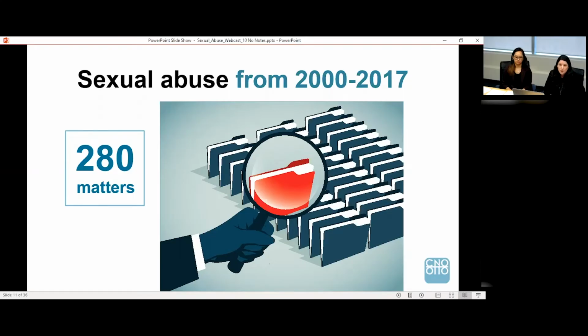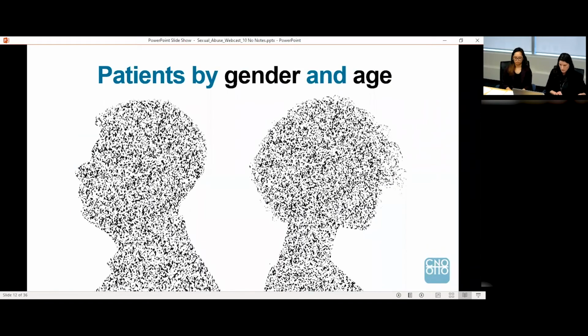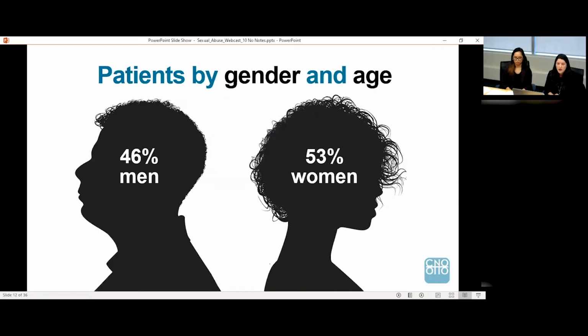So over the course of that 18-year period, we had 280 matters that came to CNO. These involved 264 nurses and 337 patients, which means that some matters involved the same nurse and some matters involved more than one patient. In our analysis, we found that most of these matters involved adults, with 15% over the age of 70. 53% of the patients were women, and 46% were men.